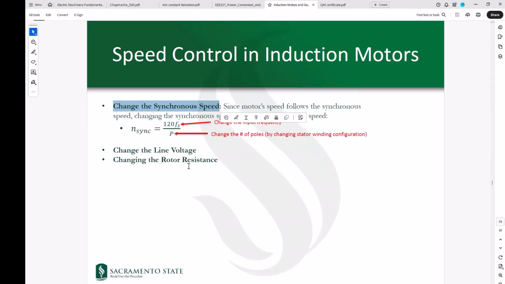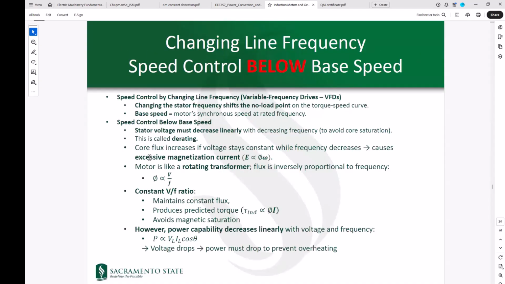We can also change the line voltage in order to impact the speed, and we can change the rotor's resistance. The rotor resistance, we talked about that before, right? When you change the rotor resistance, you can change the shape of the torque versus speed characteristics, and so you can have an impact on the speed of the motor. Now let's look at these in more detail.